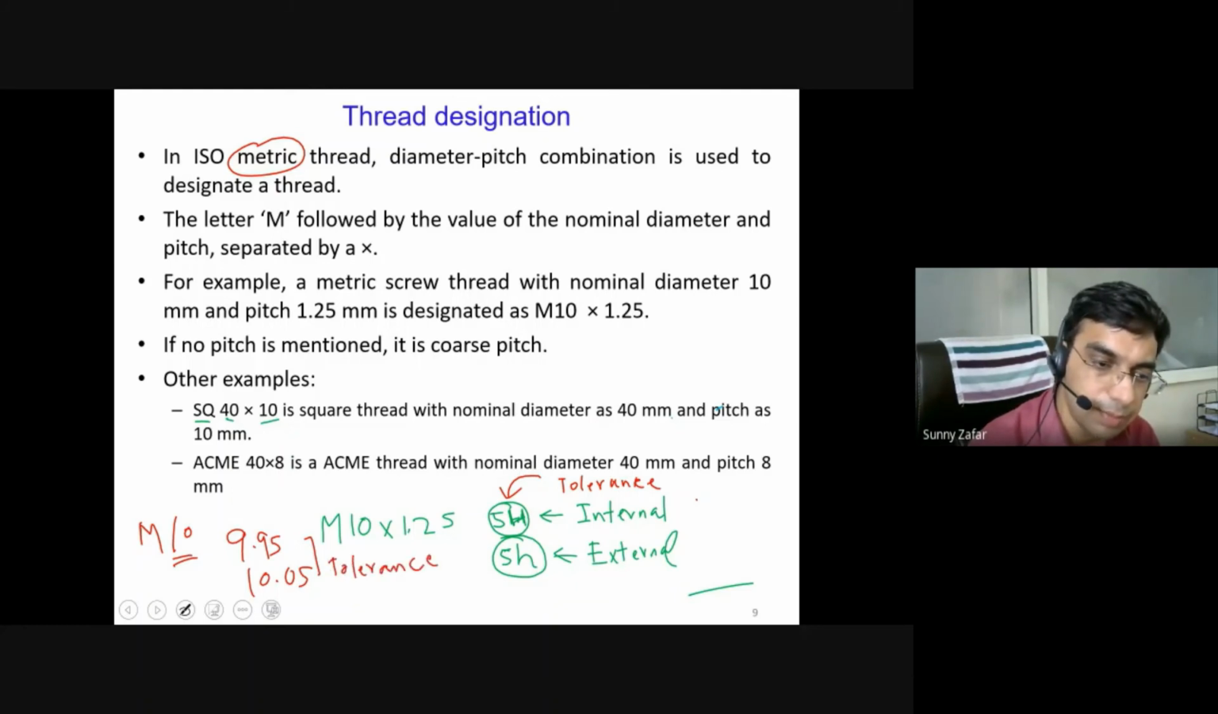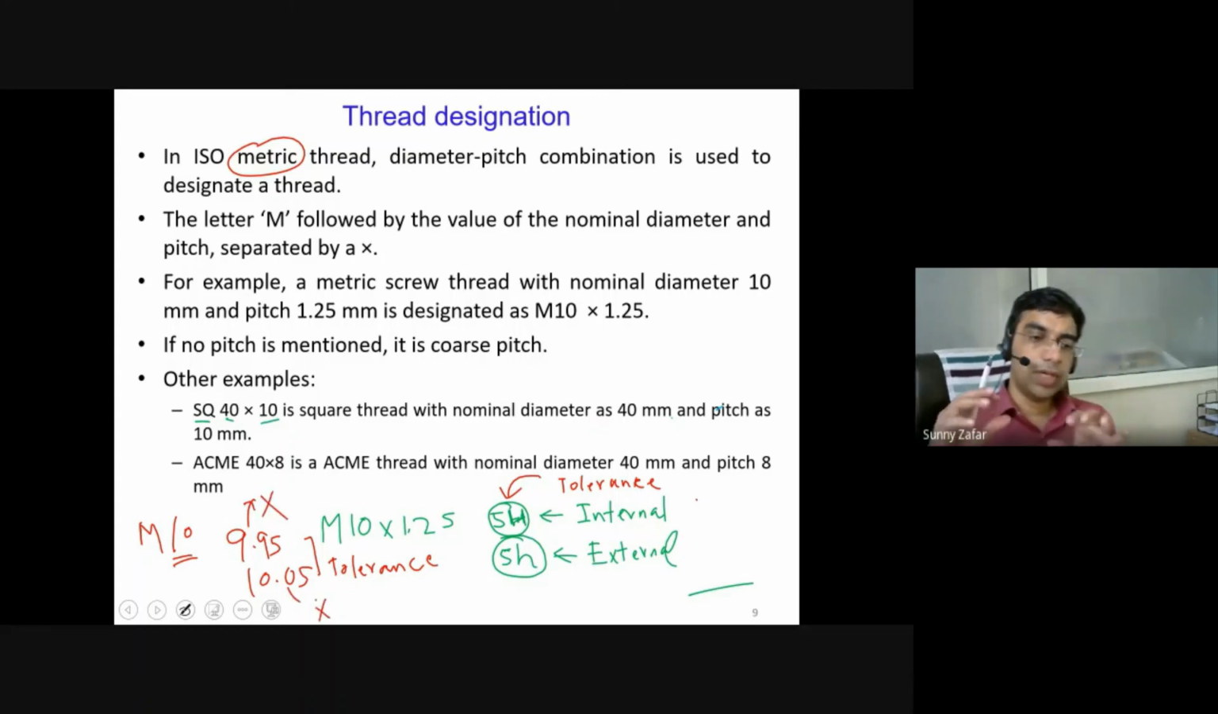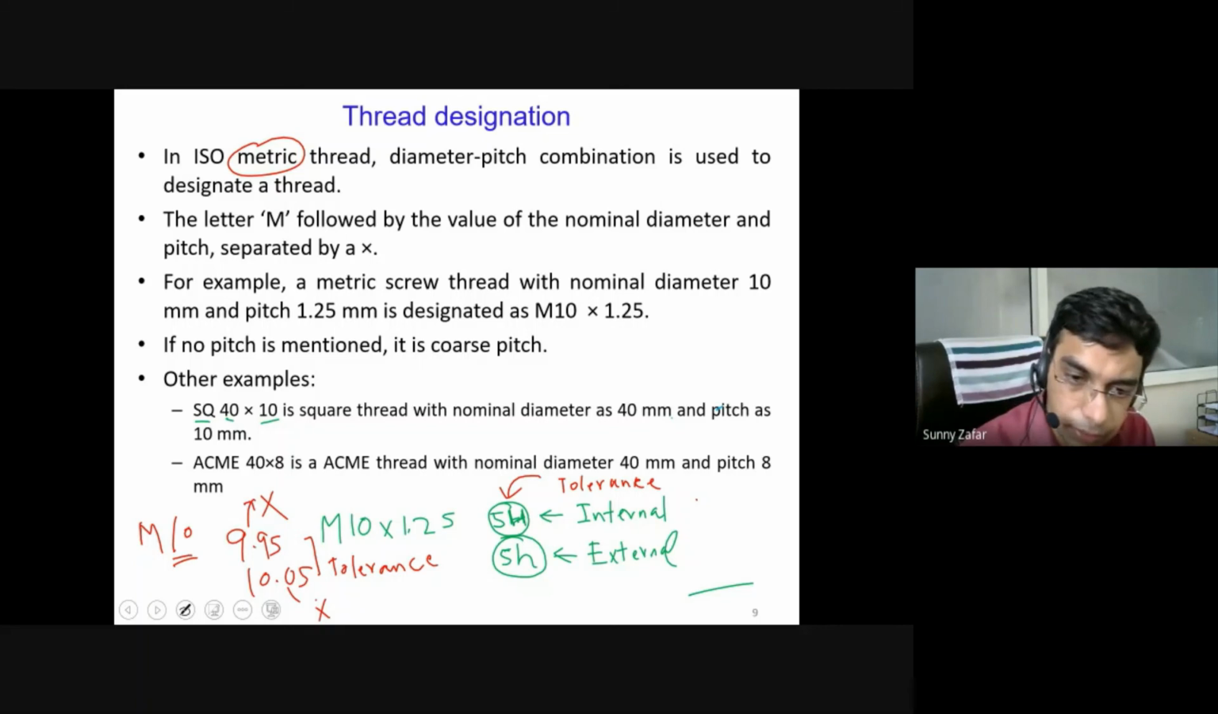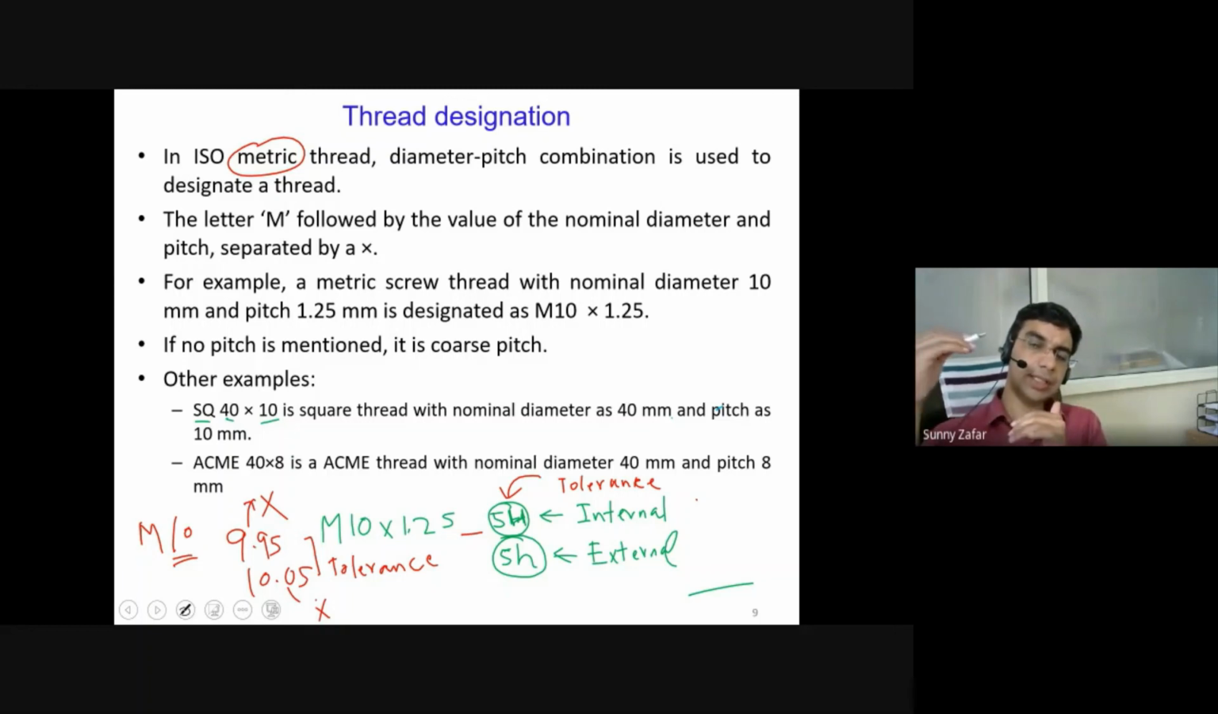Something that falls beyond this will not be accepted. This tolerance is also specified in certain cases by continuing beyond this standard designation as 5H, 5G. Then of course there are other nomenclatures for tolerances which we will see later on, but just for your information, I'm mentioning it here.